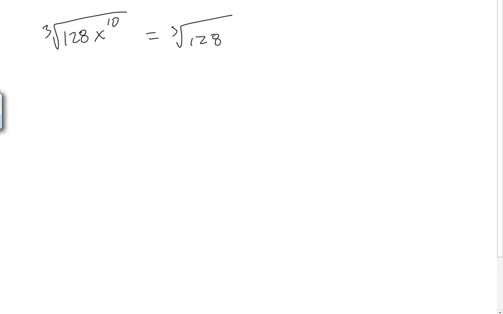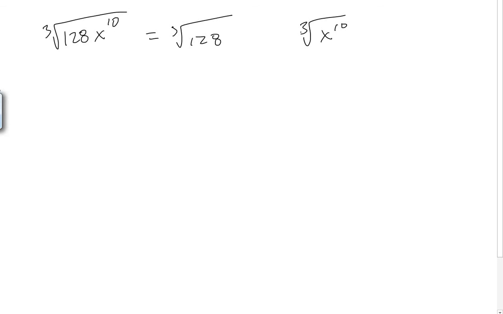Let's say I have 128 x to the 10th inside of a cube root. Sorry, let me rewrite this so that it's neat. The cube root of 128 x to the 10th. Well, if you take it in pieces, you have to do the cube root of 128, and you have to do the cube root of x to the 10th.